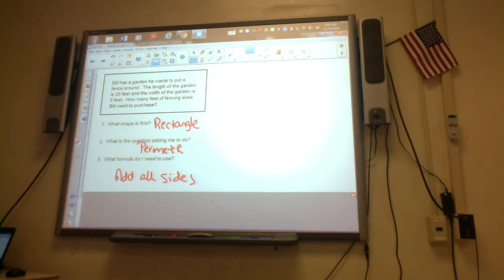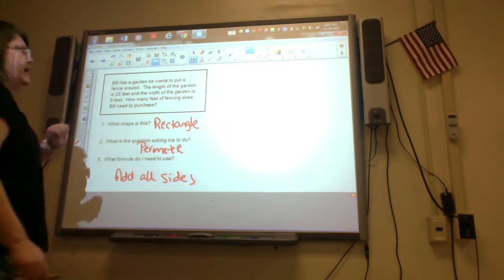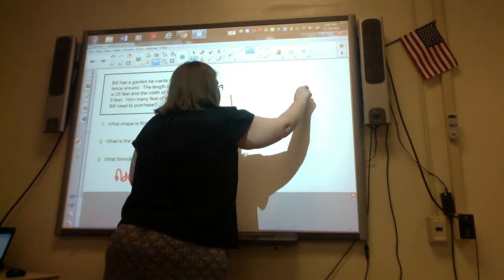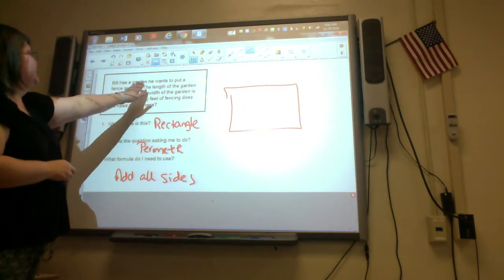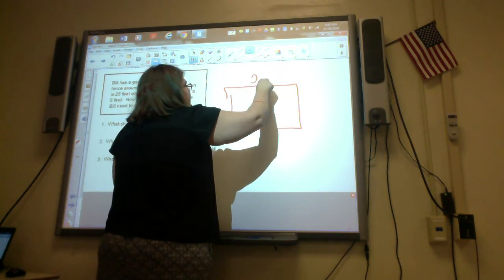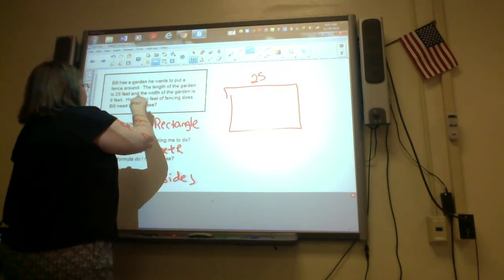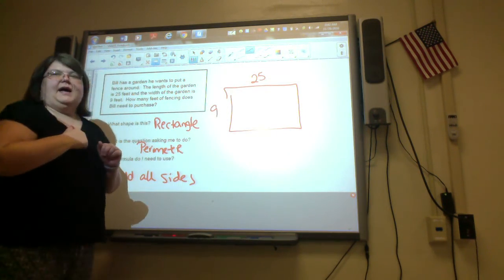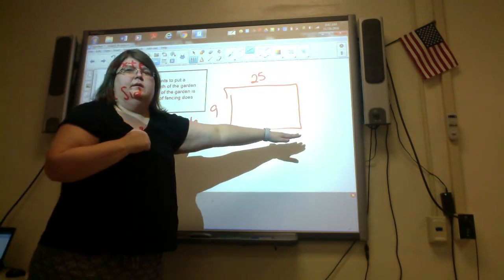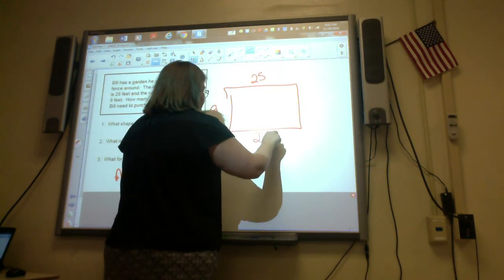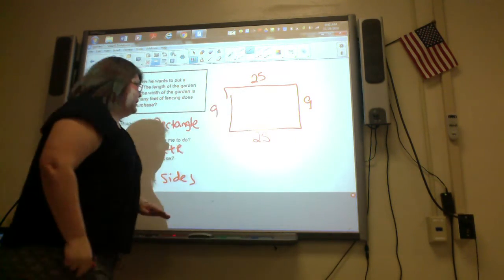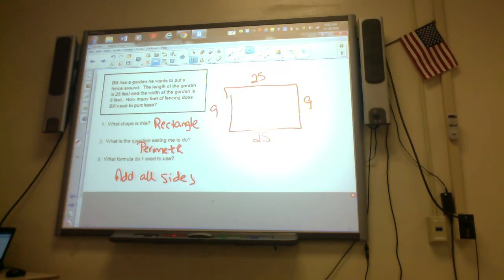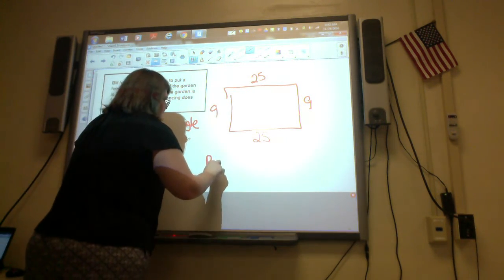Now, so at this point, I got to draw a rectangle. I'm looking for the perimeter. It tells me it's 25 feet on one side, 9 feet on the other side. So how long is this side? How long is this side? So what's my formula tell me to do? Add all the sides. So P equals what?